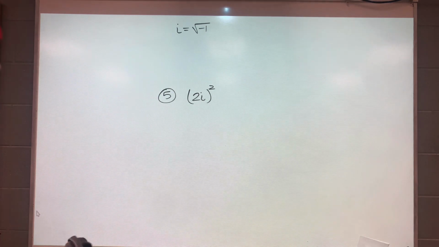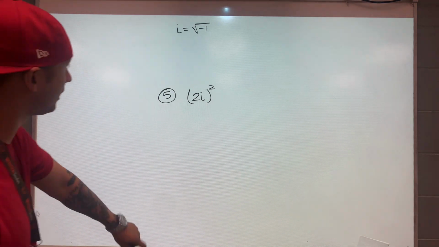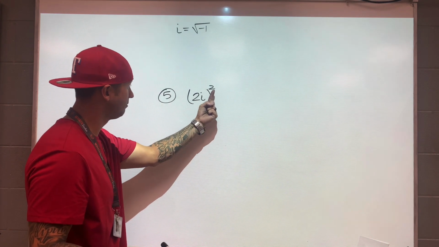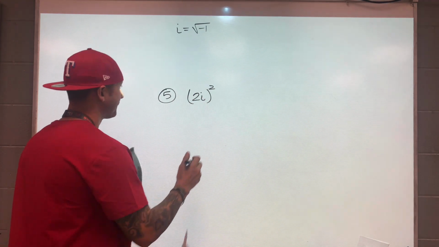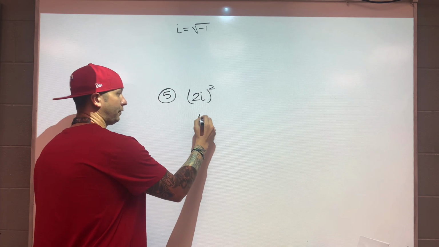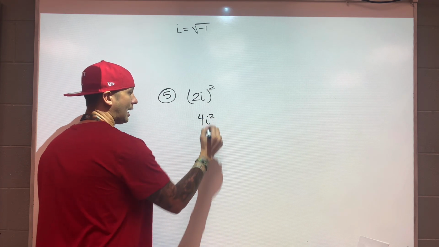Okay, this one's a little bit more interesting. 2i squared. So I have one term being squared. I can square each term. I can square the 2, square the i. So I'm going to get 4i squared.